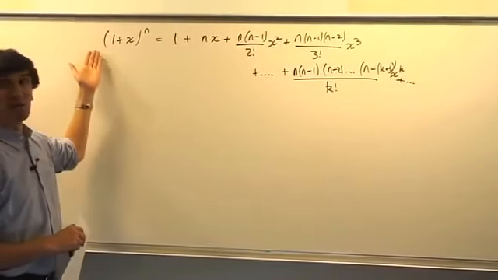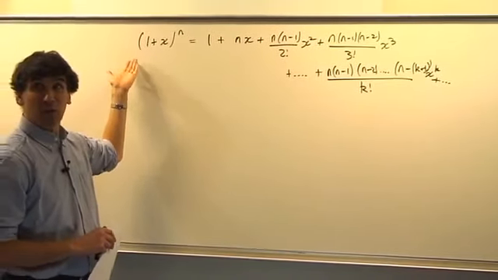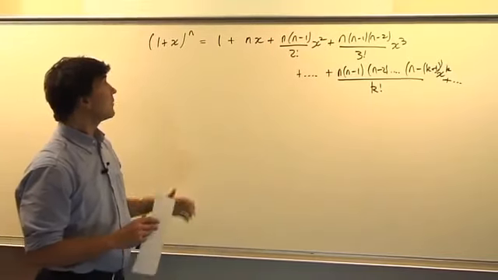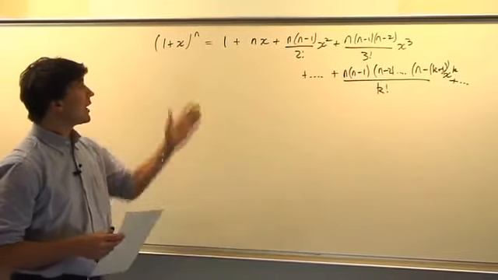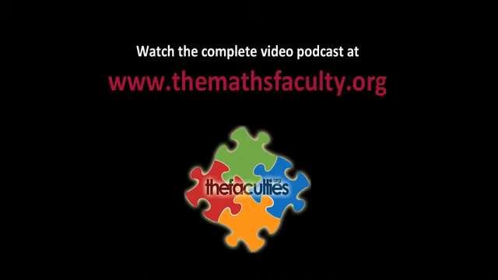And clearly, you know, if n is 2, this is just 1 plus x squared, which is 1 plus 2x plus x squared. So clearly that stops. But if n isn't an integer, this series never stops. And you might ask yourself, well, is it a series that makes sense?